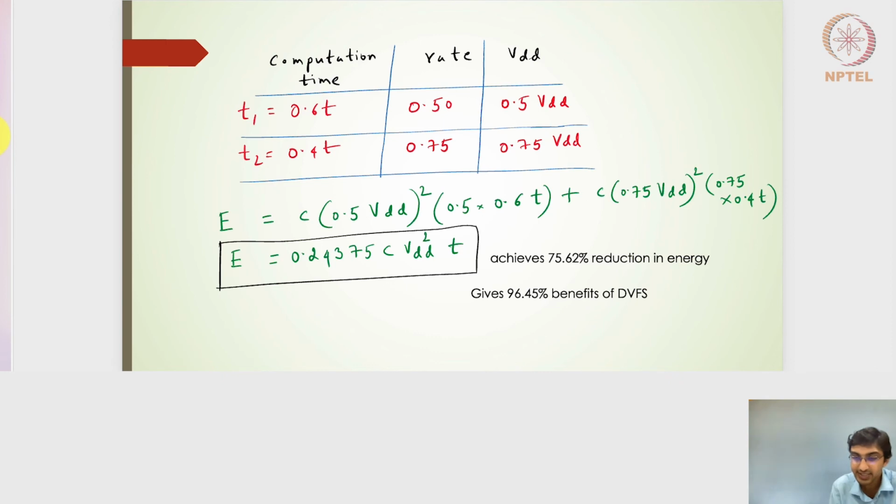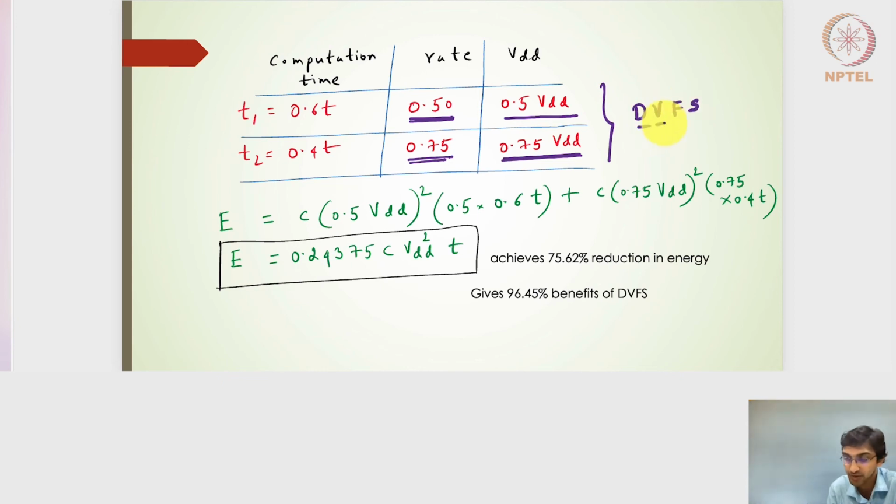Right, so what I've done is I've written a table here: the computation time, the rate, and then the VDD rail. If I'm choosing the 0.5 rate here, I need to choose 0.5 VDD, and for the 0.75 rate, I'll have to choose the 0.75 VDD, because this will give me the DVFS, the voltage as well as the rate or the frequency switching.